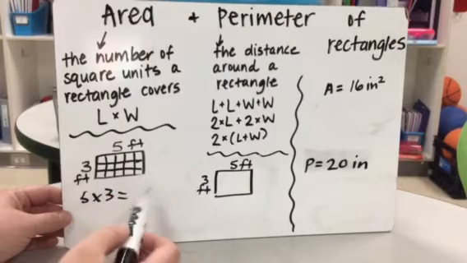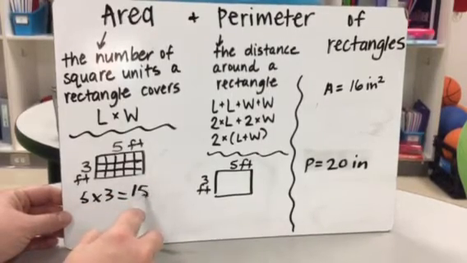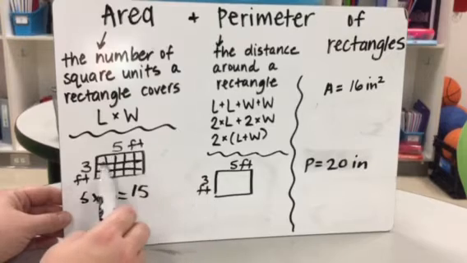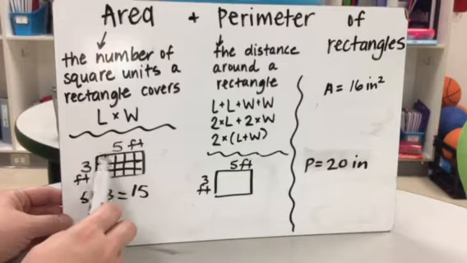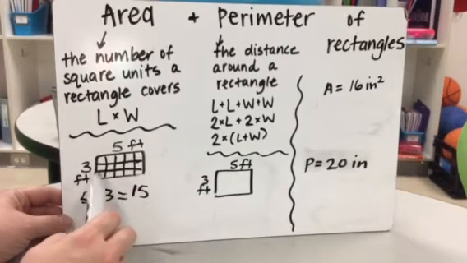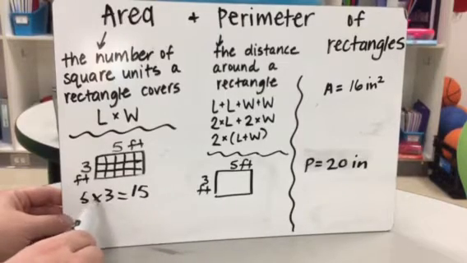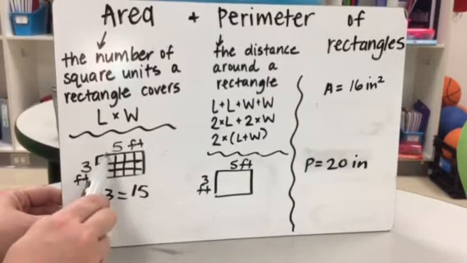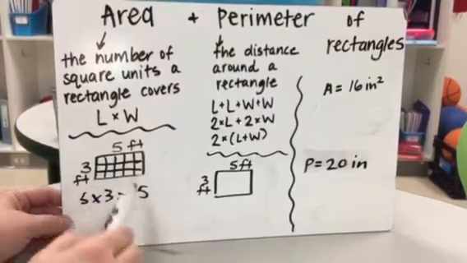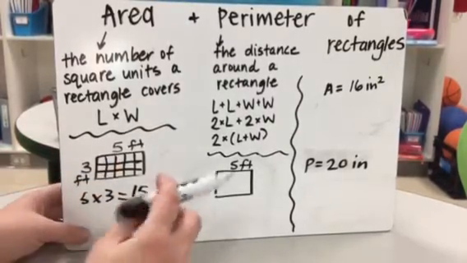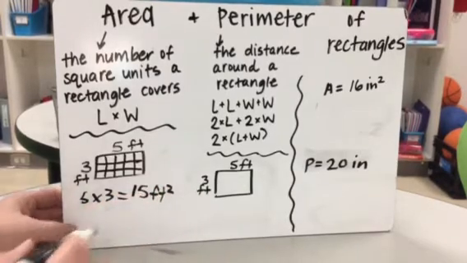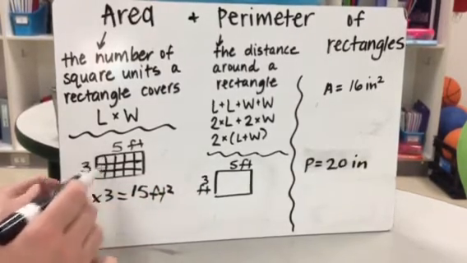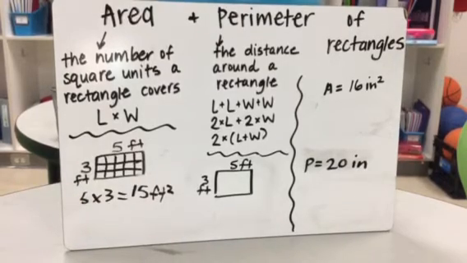So 5 times 3, or 5 groups of 3, is 15. And if I counted 1, 2, 3, 4, 5, 6, 7, 8, 9, 10, 11, 12, 13, 14, 15. So there are 15 square units going 1 foot by 1 foot by 1 foot by 1 foot, 15 times inside of here. And think about it, 5 times 3 is 5 groups of 3. There are 5 groups of 3 in this space. So 15 square units, and I want to make sure that I label it as 15 square feet because there are squares going 1 foot around, 15 of them. All right, so that is area.